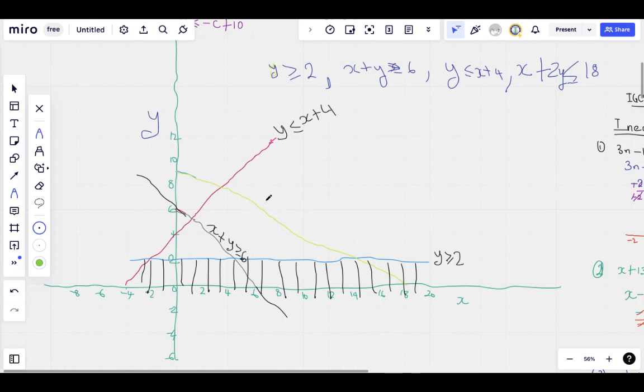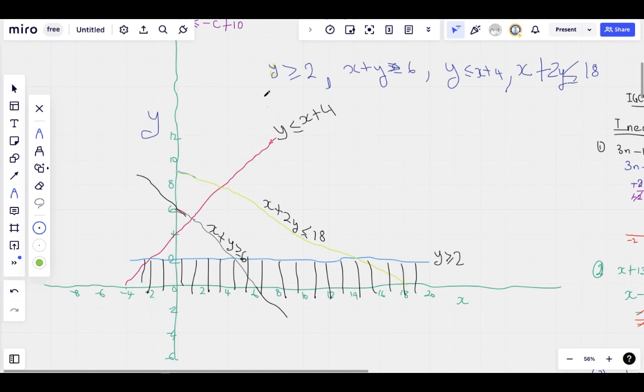And then this one is x plus 2y is less than or equal to 18. It's less than or equal. So these are the inequalities. We've identified each of the lines, we've put their corresponding inequality beside them. The next thing to do is to shade.